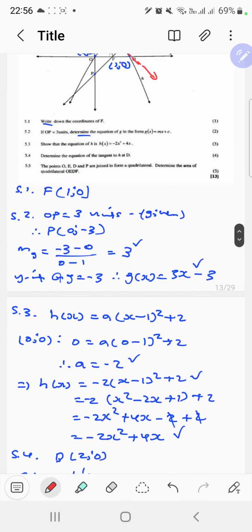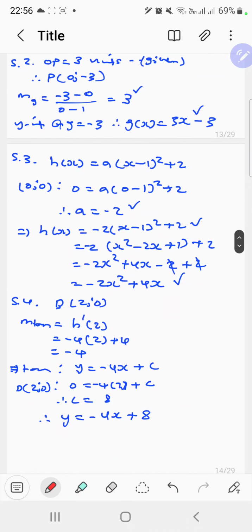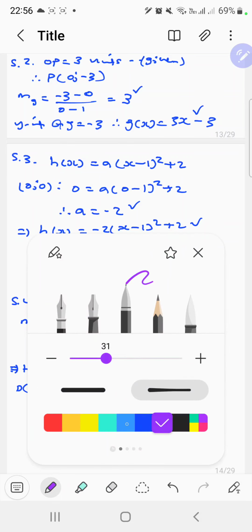So how many marks were we getting there? 4 marks. Obviously, finding the coordinates of D is critical here, and then of course doing the derivative is important, and then getting the y-intercept in the final equation. Okay, that is how that is handled.